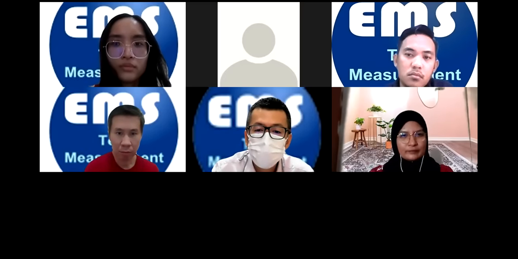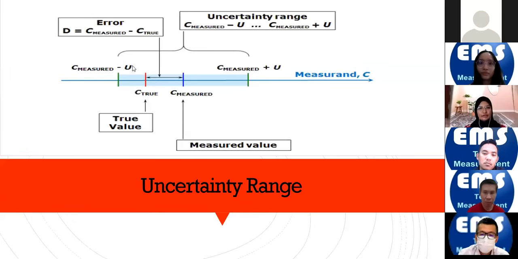Okay. Where is it? Okay, right here. So this means the range is included with the uncertainty range as well. But it will describe pass or fail. So within the range it is a pass. Meaning the pass result is from here, C measure minus U and C measure plus U. That's why measure plus and minus.